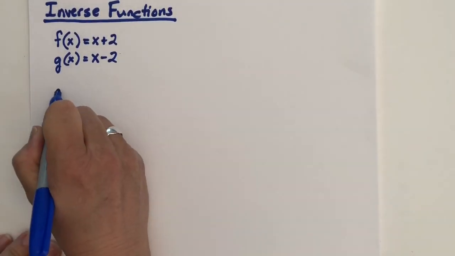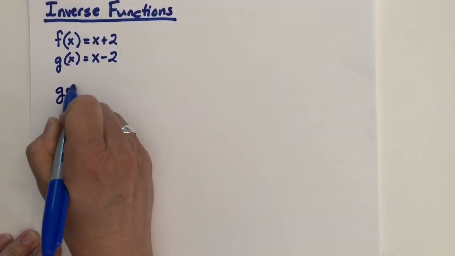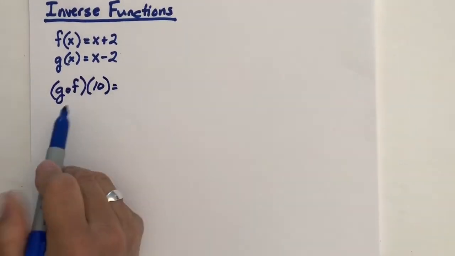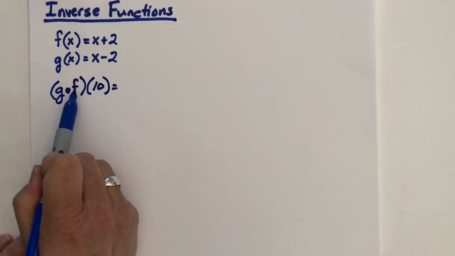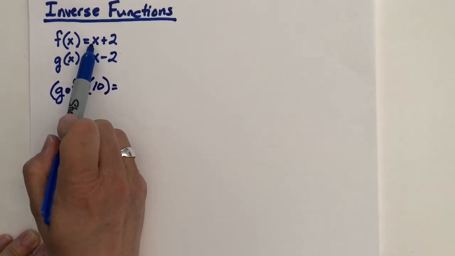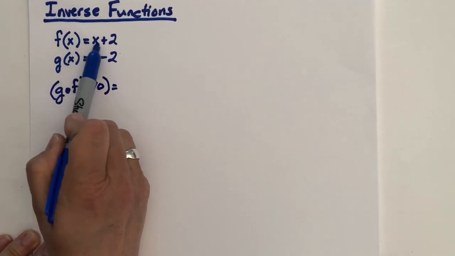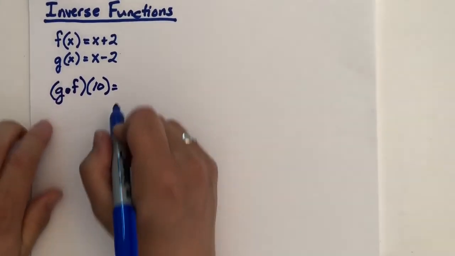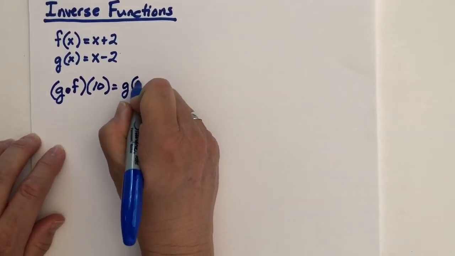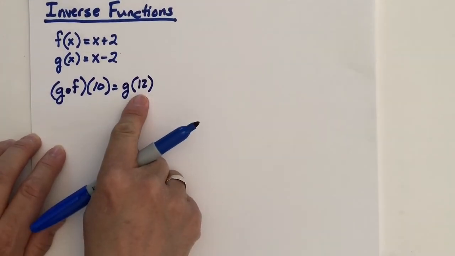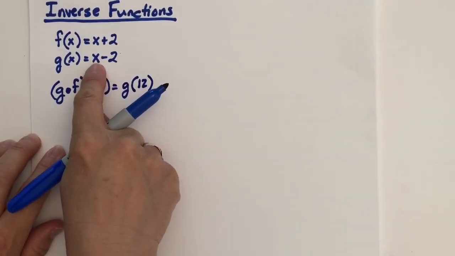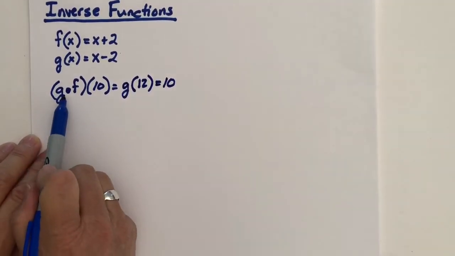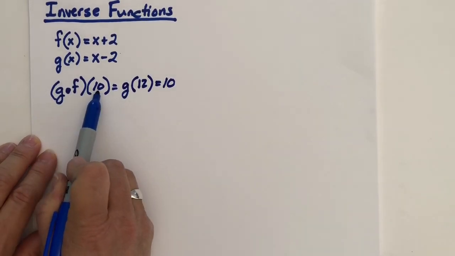So let's calculate something like g composed with f of 10. That means we substitute the 10 into the f function first. So I would substitute 10 into this function, and notice 10 plus 2 is 12. So the result of f of 10 is 12. Now I need to find g of 12. So I substitute 12 into the g function, and we have 12 minus 2, and we get 10. So we had g composed with f of 10 equals 10.